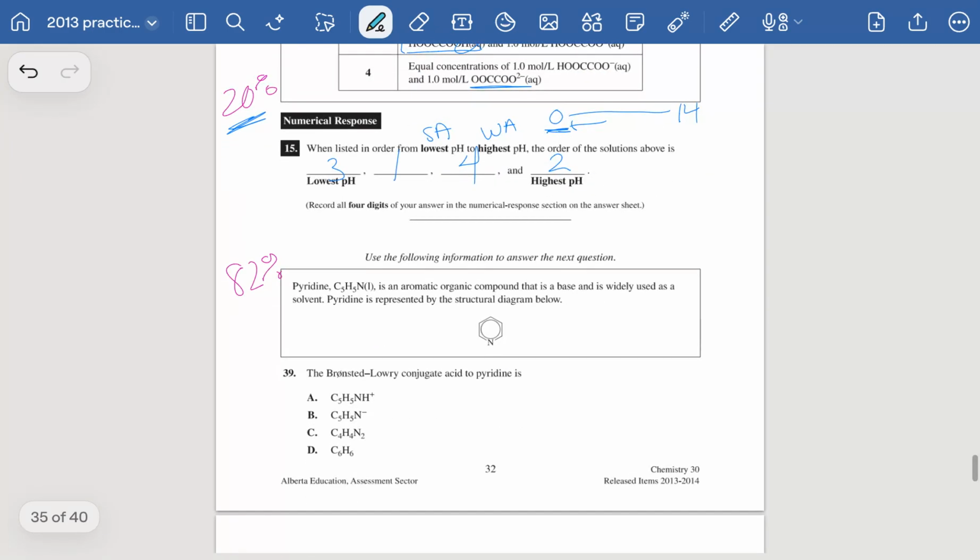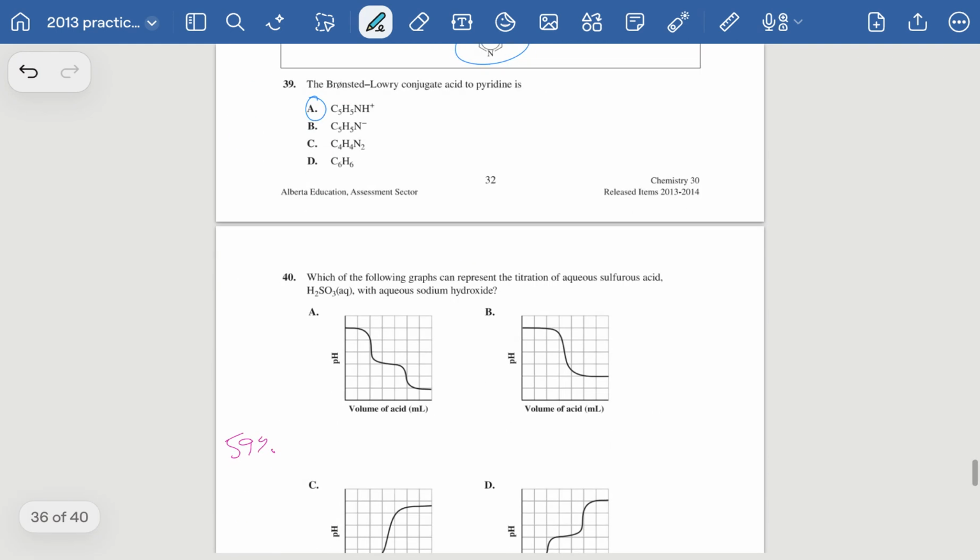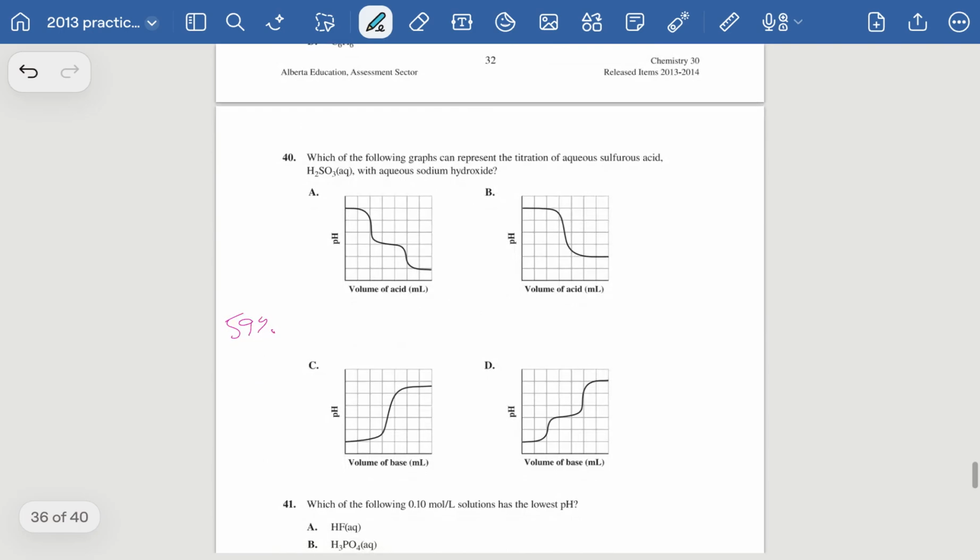Number 39, same with the Bronsted-Lowry conjugate acid. If this is our base, you're a difference of 1 hydrogen. So looking at this formula, just add on a hydrogen, which would come with a positive charge, and that is A.